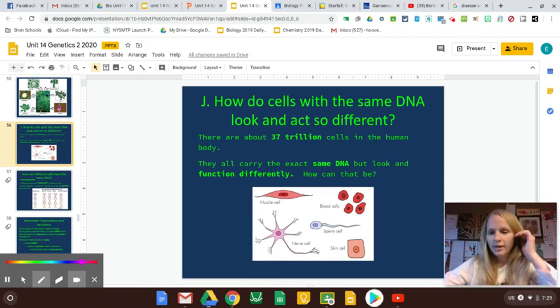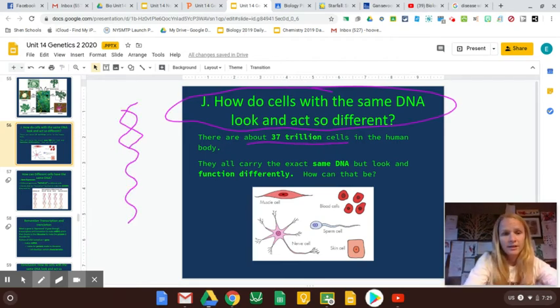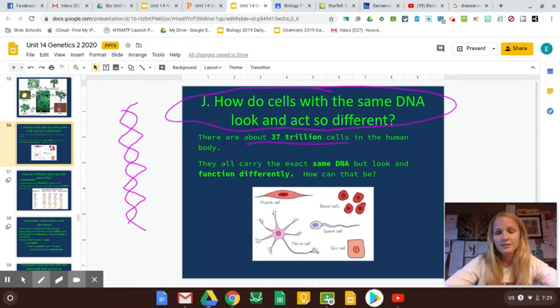So this is something that we should have talked about when we were talking about copying DNA and using it to make proteins to do gene expression. But the question comes up, how do all the 37 trillion cells in our body have the exact same DNA? They have this whole long DNA with like 30,000 genes and like millions of A's and T's and G's and C's. Can they look and act so differently?